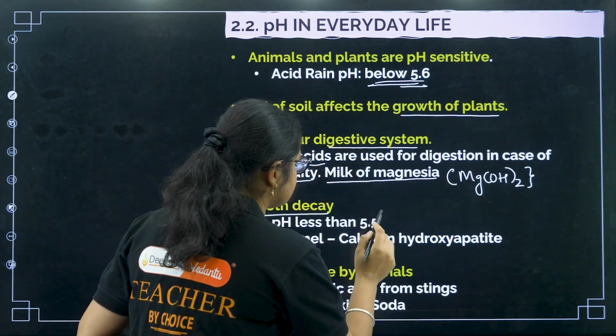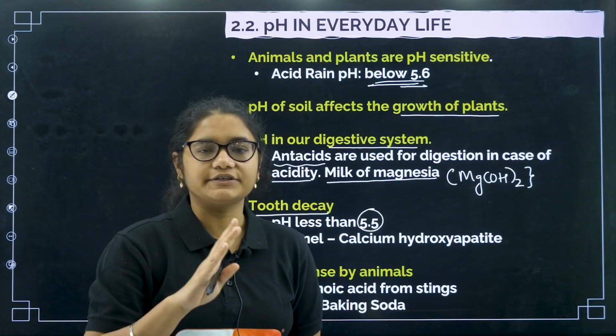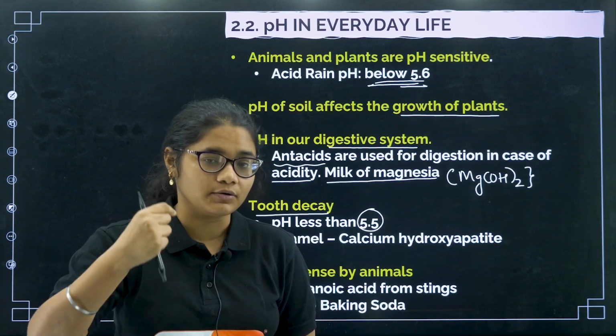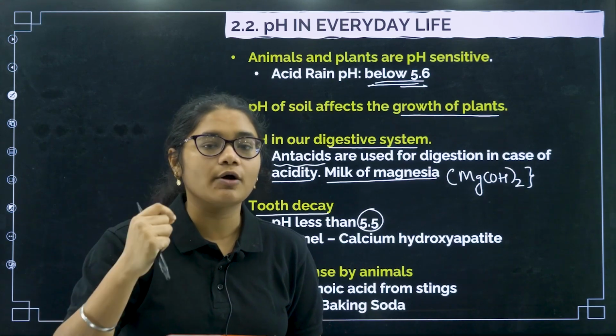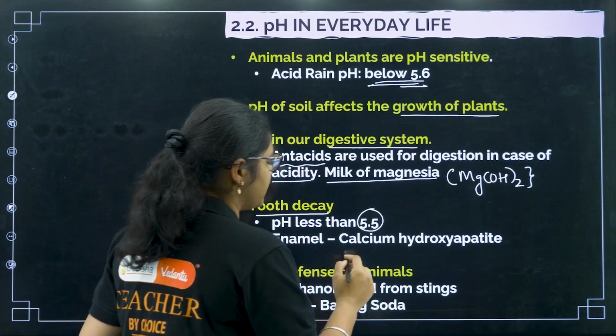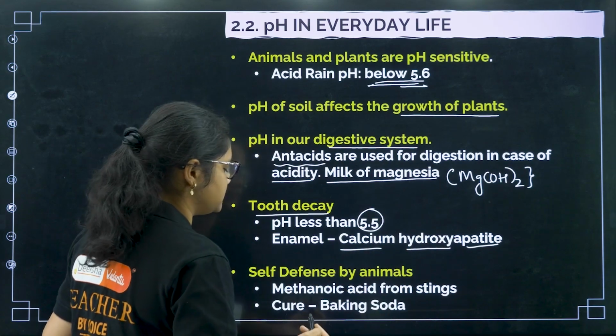And pH less than 5.5. The mouth pH, when it becomes less than 5.5, the acidic concentration becomes high, so your teeth start to decay. Now enamel is made up of calcium hydroxyapatite. You should know this name, it can be asked in MCQ.